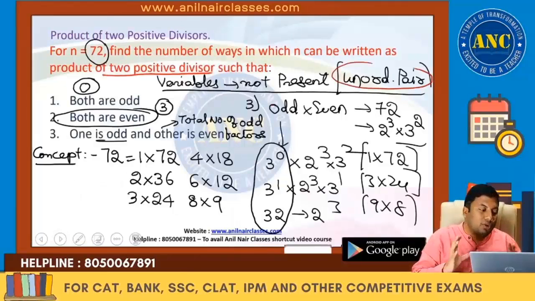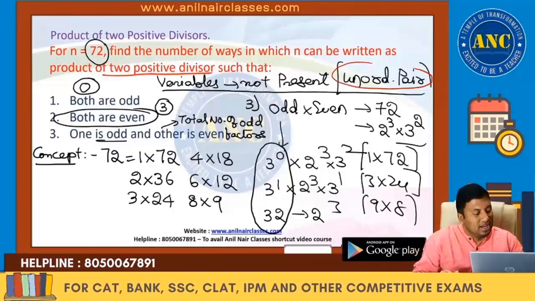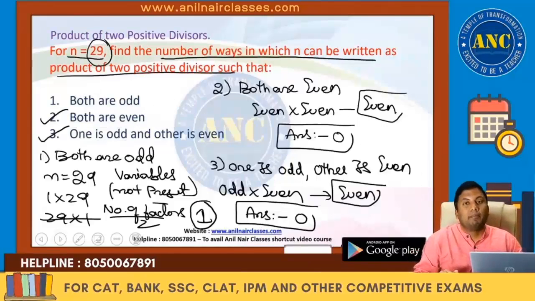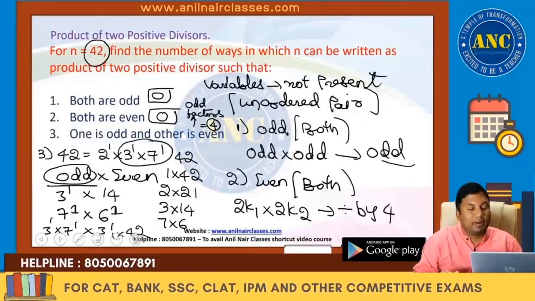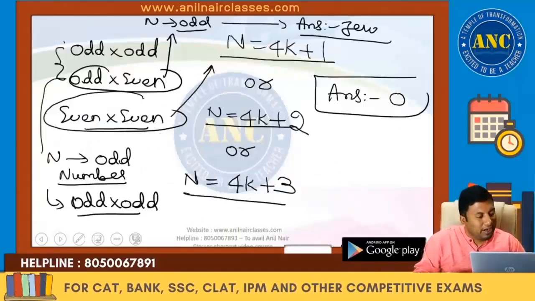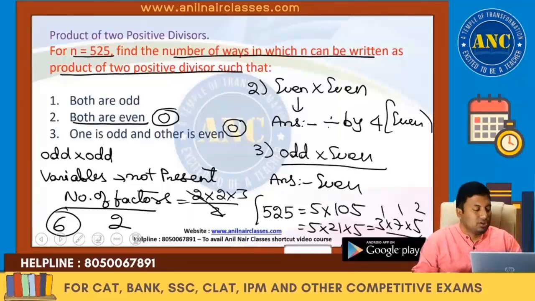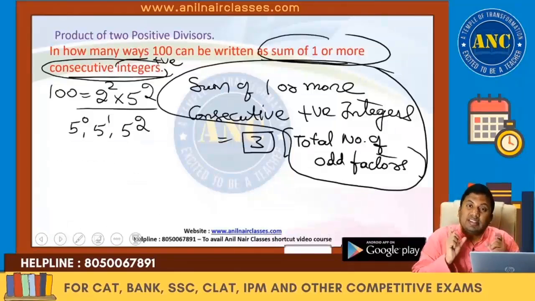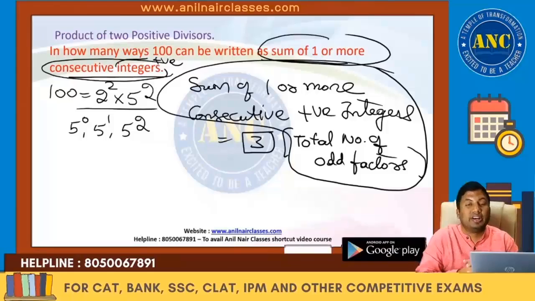Both are odd, both are even, one is odd and one is even. 4 cases I discussed. Number divisible by 4. Number which when divided by 4 gives remainder 1. Remainder 2. Remainder 3. All the cases which we discussed. Then we discussed the sum of one or more consecutive positive integers. It is nothing but the total number of odd factors.